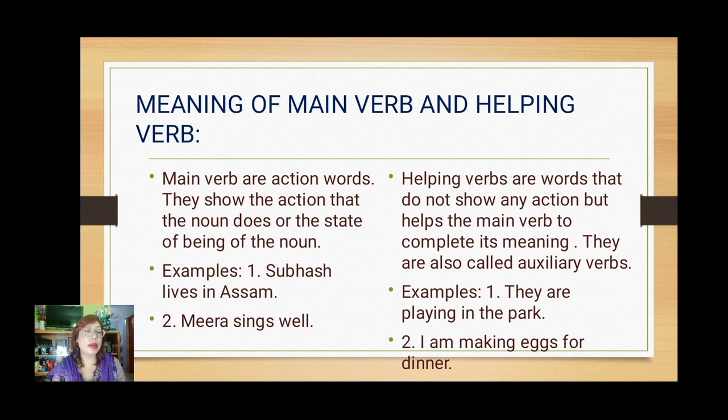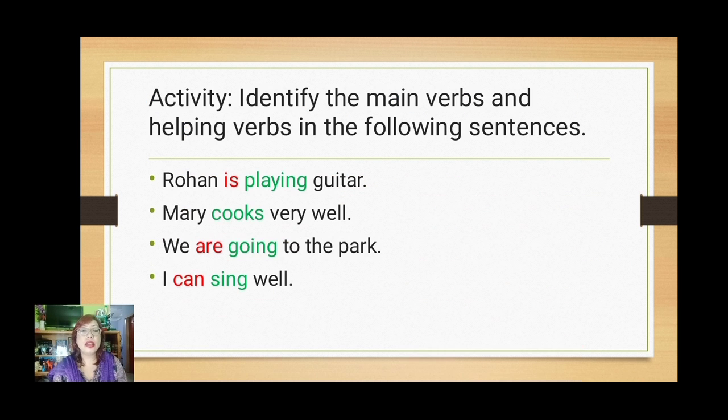So students, by now we have recalled what verbs are, action words. Main verbs are the action words which denote action in a sentence, and helping verbs are verbs that do not denote any action in a sentence, but help the main verb to convey its meaning. So let us move ahead, students. There's a small activity for you all. Identify the main verb and helping verbs in the following sentences. Let us see the various sentences.